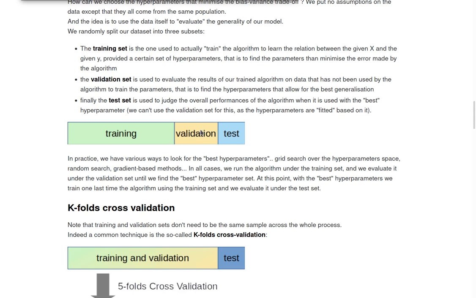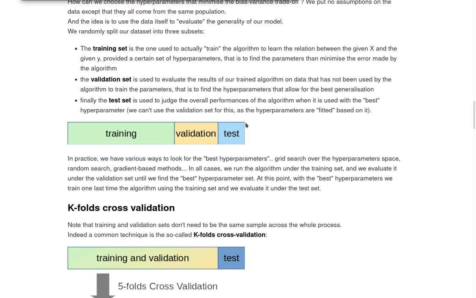After we found the optimal hyperparameters, again we train the algorithm another time with all the training data, or sometimes the training plus the validation. So we train our algorithm again with those that we believe are our best hyperparameters, and we finally find the parameters of the algorithm, and we use the test data to evaluate the overall performance of our algorithm.